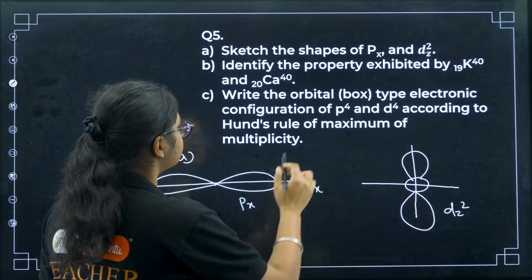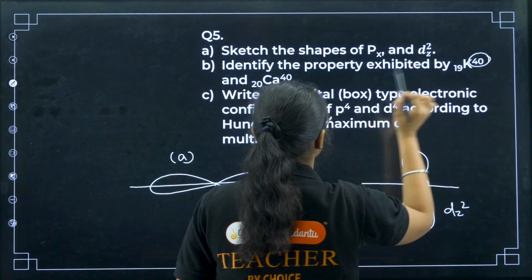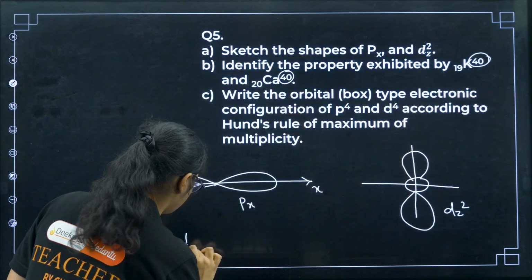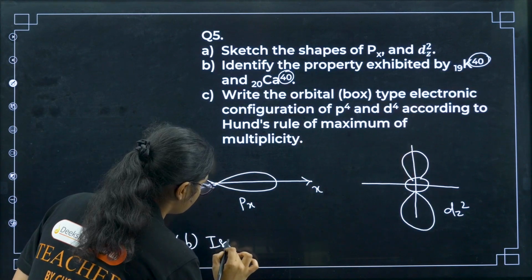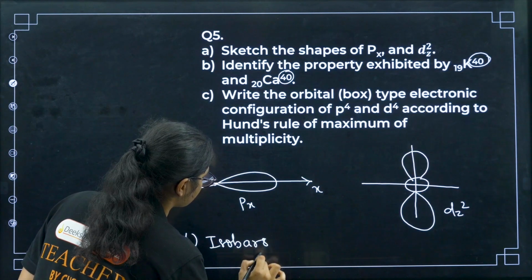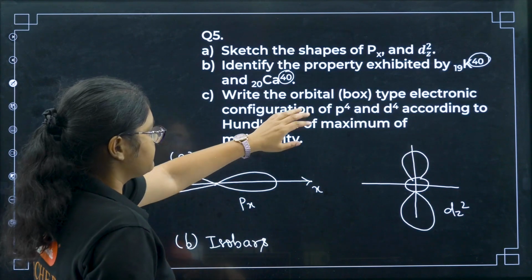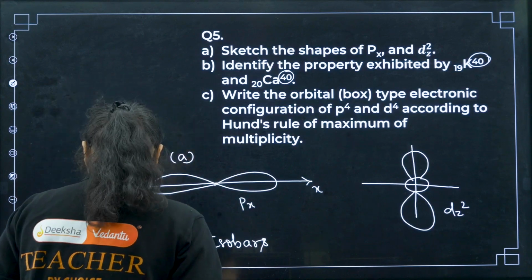Next, what are these two? 40, the mass numbers are same, right? So what do they belong to? They are isobars. Next, P4 and D4 electronic configuration.